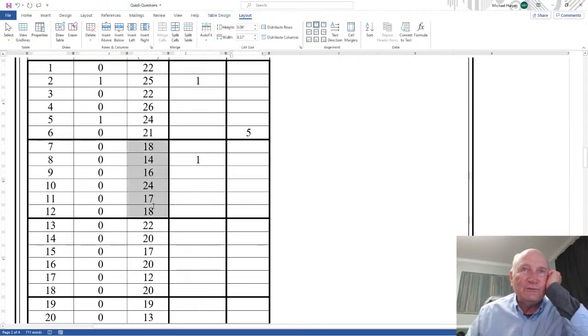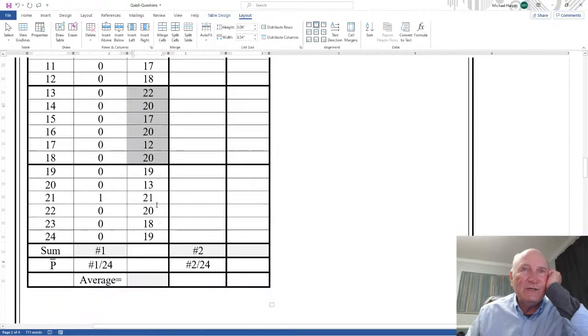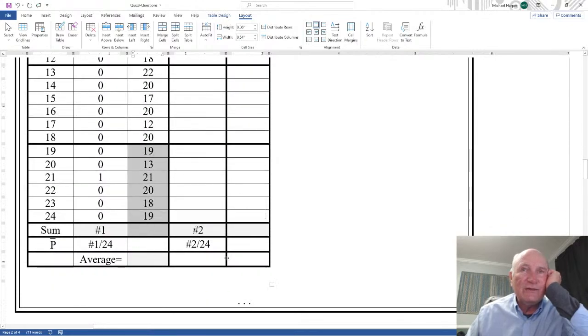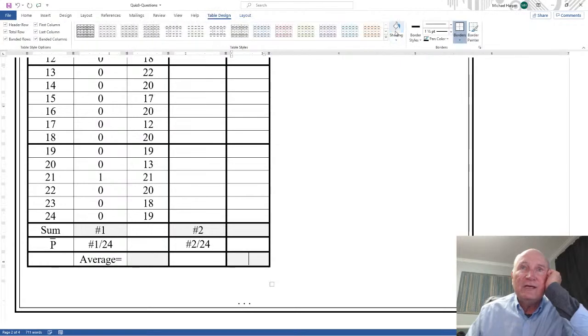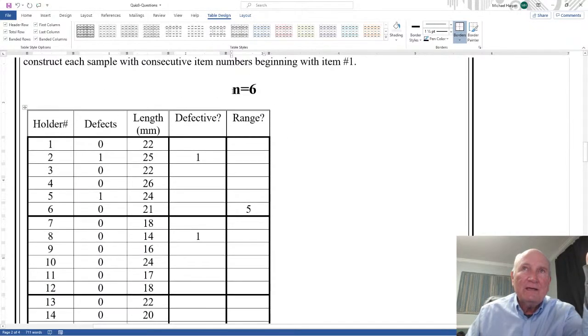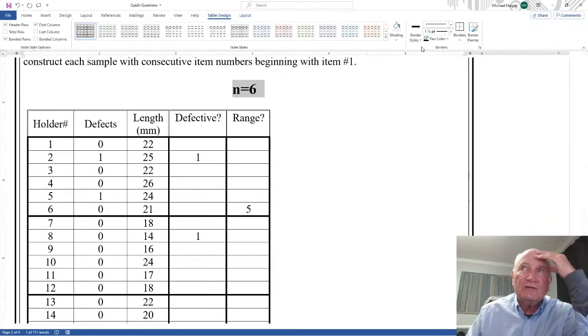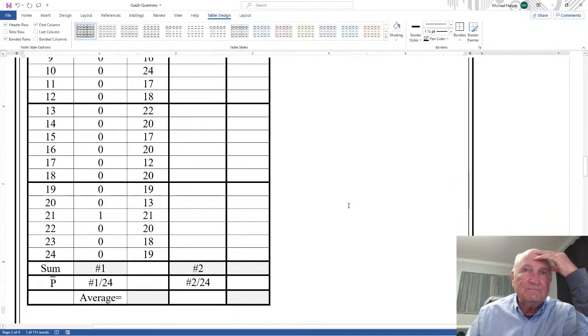You do that for this one, this one, and this one, and you take the average right here. That's going to be your average range. Now you have the two parameters here, this one and this one, and you have your sample size up here. Now you have everything you need to construct your charts. That's how you do this problem.